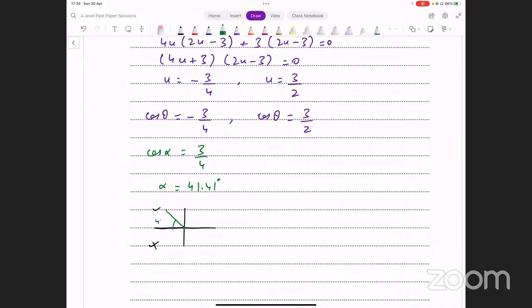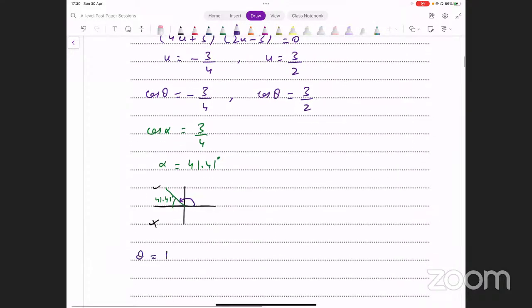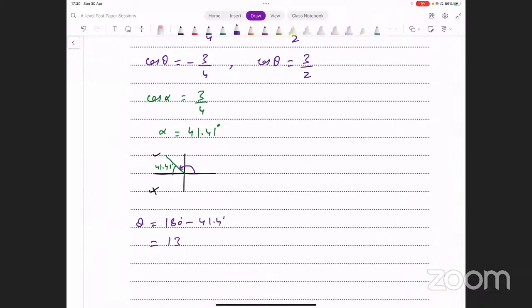So this angle is 41.4 here. What value of theta do we get? Theta equals 180 minus 41.4. Let's see what we get from this. 180 minus this is giving me 138.6 degrees. That's one answer that we're getting.